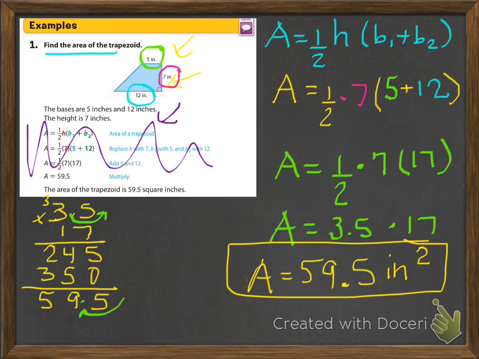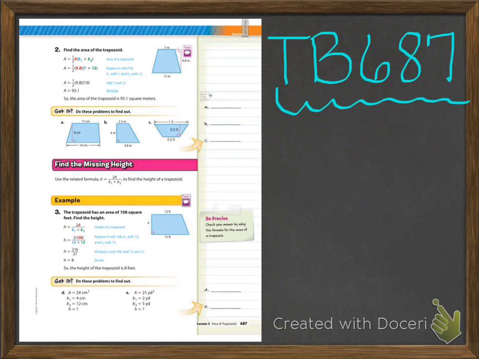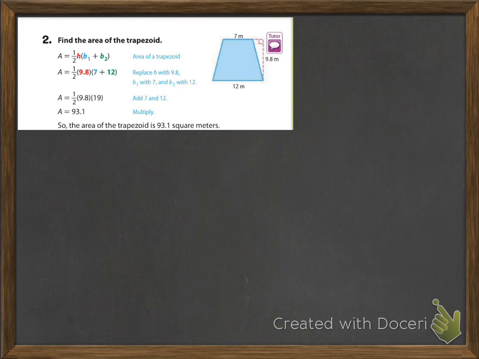Now, as you're working these out, you want to make sure that you are working out all the steps just as I've shown you here. Now you want to take a look on textbook page 687. At the top of 687, you see the example here. It says find the area of the trapezoid.